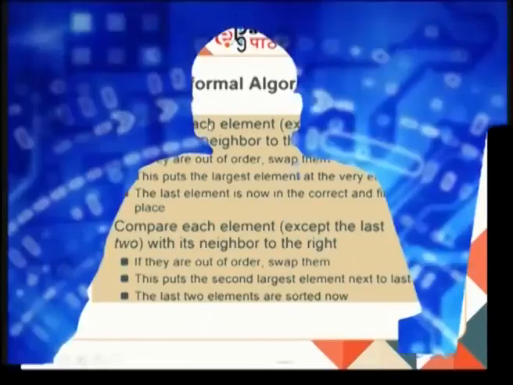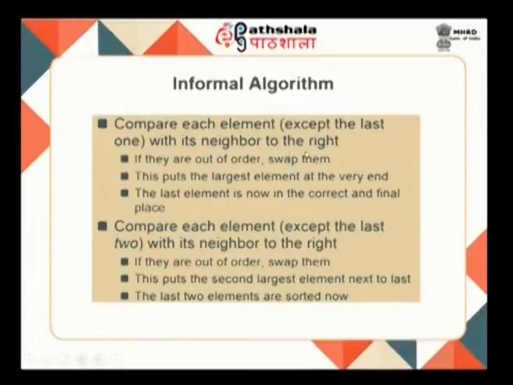Fine. Informally, I can conceptualize that idea into an algorithm like this. I am comparing each element with the neighbor to the right, and I am checking whether the order, that is whether the ascending order or descending order, is preserved. If they are out of order, then I am going to swap them. So, this puts the largest element at the very end. So, in the subsequent phases I do not have to bother about that element, and I can carry on with the exception of the sorted elements.